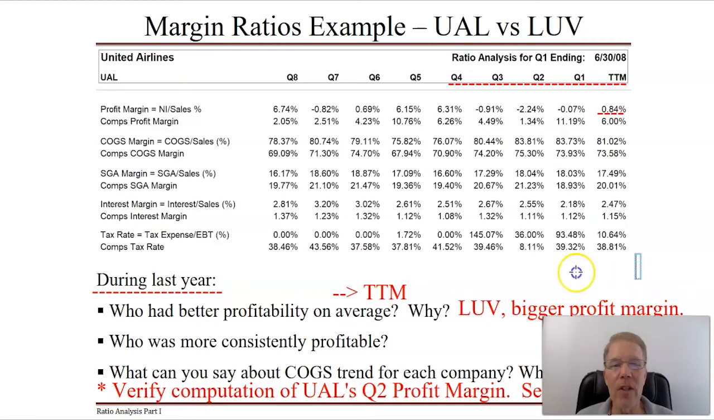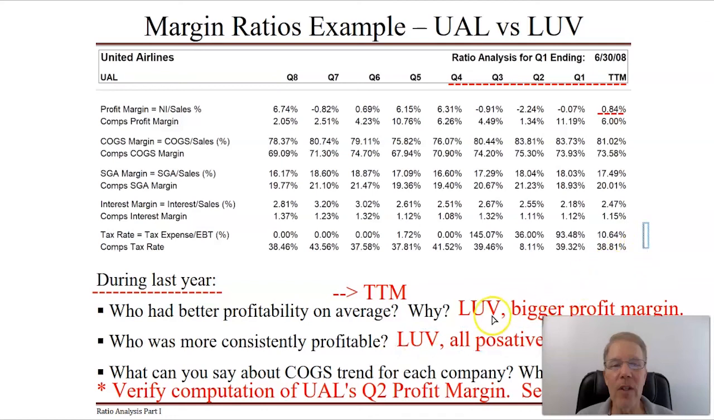Right, that's simple. Okay, so who was more consistently profitable? Now we've got to look at the last year. Let's take UAL, 6.3% negative. That means our operations were losing money on an accrual basis in those quarters. And this quarter too. So 3 out of 4 quarters, UAL was losing money. And let's go look at Southwest, LUV: positive, positive, positive, positive. So definitely it's LUV, because even though LUV is jumping around a bit, it's all positive.